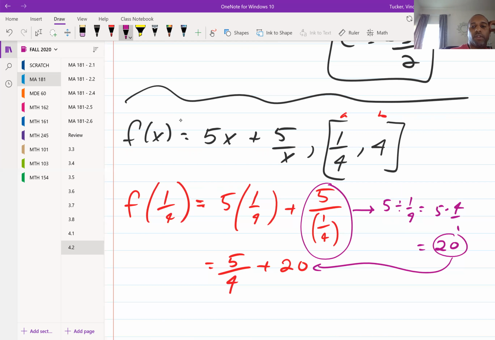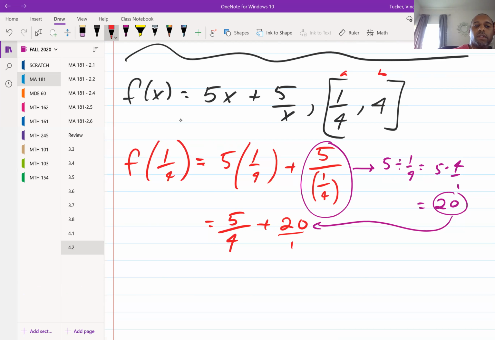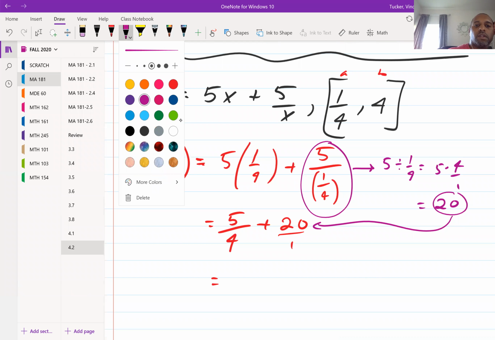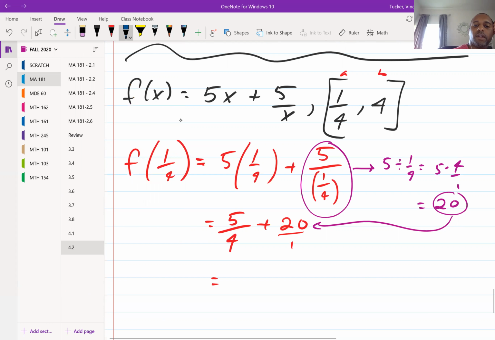All right. So don't forget your fraction work. That's 5 divided by 1/4, and multiply by 4/1. That'll give you 20. You need a common denominator and all the good stuff like that. Multiply top and bottom by 4. So 5/4, 80/4, 85/4, so 85/4.